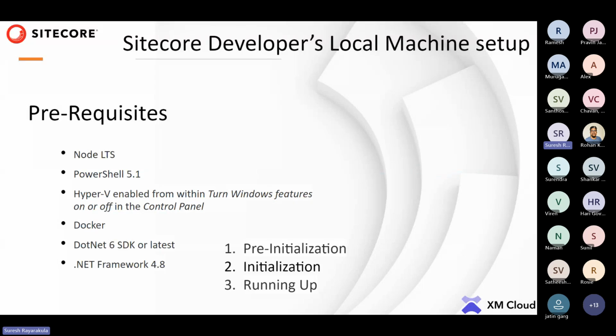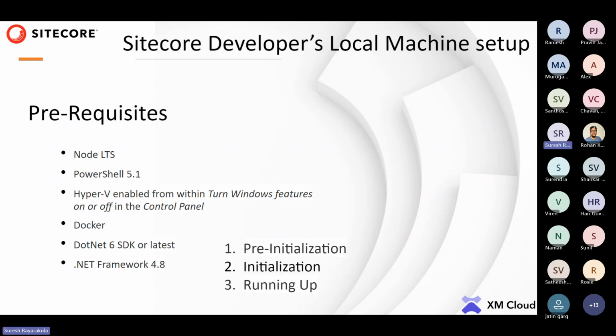You should have the .NET 6 SDK or later. Ensure that the .NET 6 SDK is installed on your machine. This is required for running and deploying .NET applications. The .NET Framework 4.8 is also necessary, especially for compatibility with certain Sitecore components.